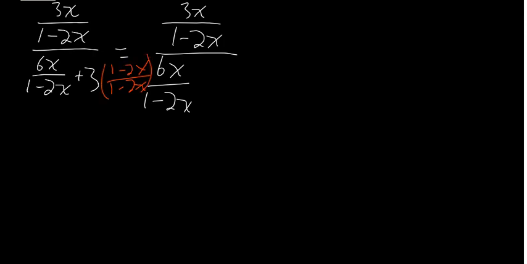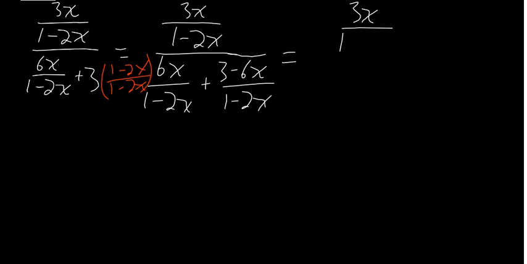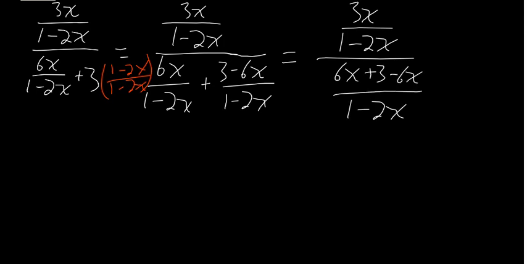And again, I'm multiplying that by the 3 here. So I distribute the 3 through, so I'm going to have a 3, and then minus 6x all over 1 minus 2x. Now I got that common denominator in my denominator, so let's go ahead and rewrite my numerator. My denominator now becomes 6x plus 3 minus 6x all over 1 minus 2x.